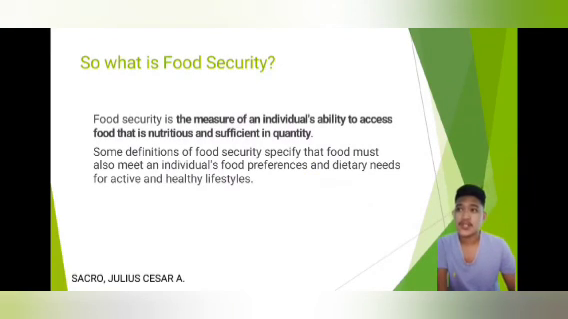What is food security? Food security is the measure of an individual's access to food that is nutritious and sufficient in quantity. Some definitions of food security specify that food must also meet an individual's food preferences and dietary needs for an active and healthy lifestyle.